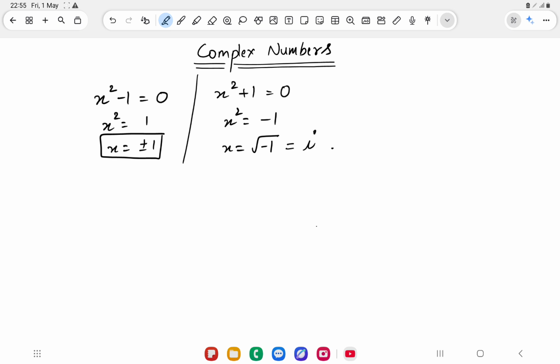Now what is this i? This i is iota, or you can say that it is an imaginary unit. i stands for this.